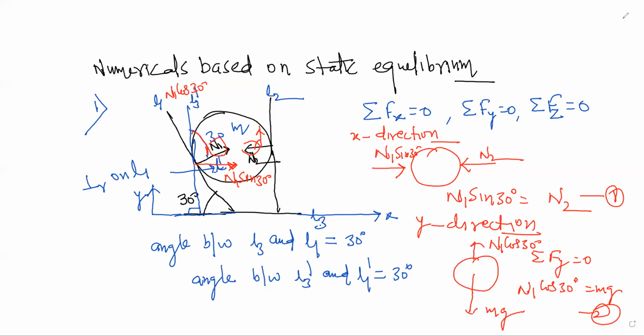Now I am also giving some more questions. Question number 2. Suppose there is a wall, this is a wall, and a sphere, this is a sphere, and it is connected through a string, this is a string, and it is in equilibrium.